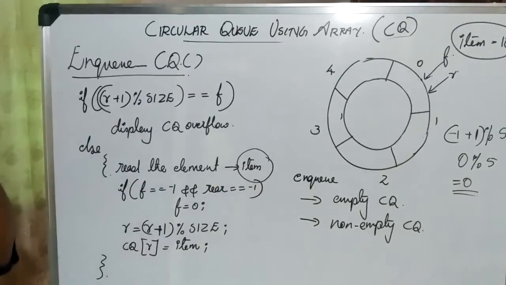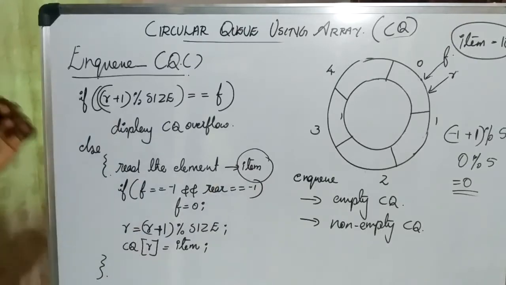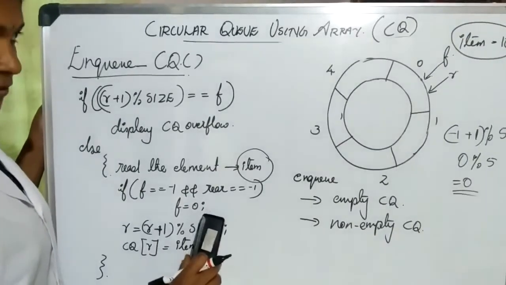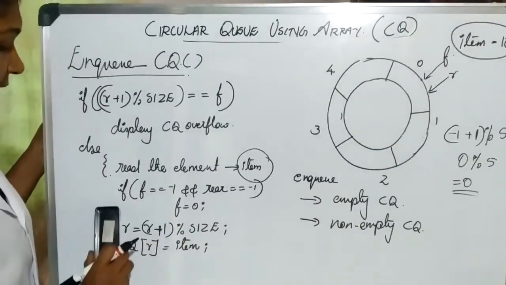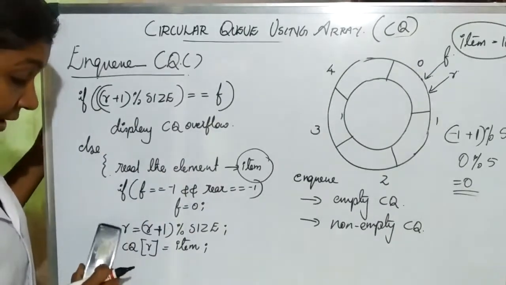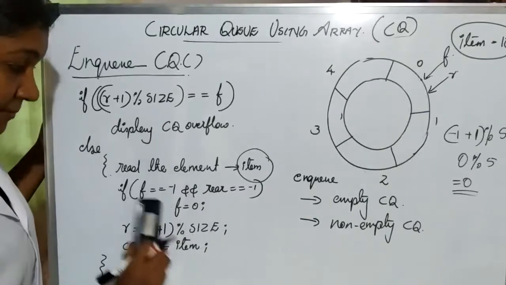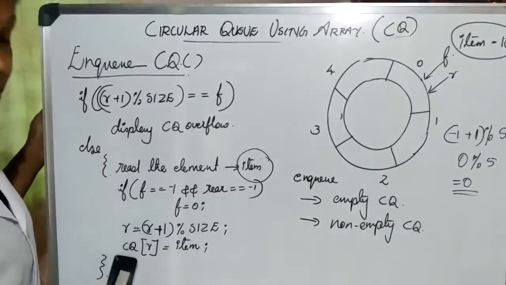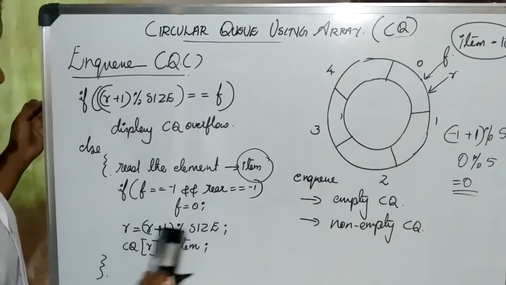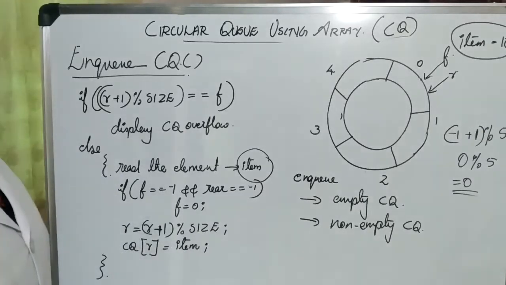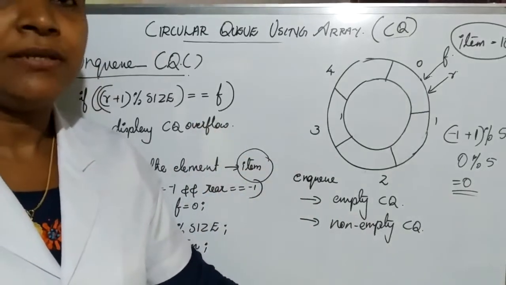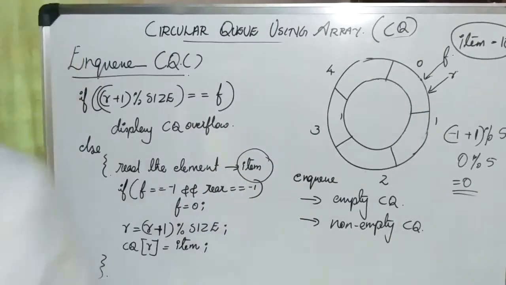Then first we check whether the circular queue is empty or not. If it is empty, we explicitly assign F is equal to 0. And for empty and non-empty cases, we write common code. You have to notice this is not the else part of this if. This if is a simple independent if, and this is the common code for empty and non-empty cases. So R is equal to (R plus 1) mod size, CQ of rear is equal to item. So this is how we perform an NQ operation in a circular queue.